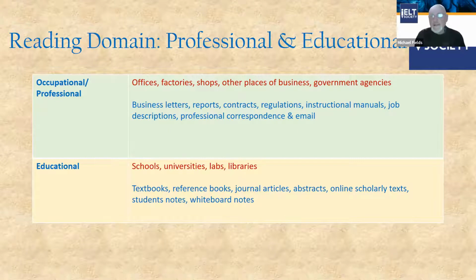Educational texts. Of course, the classic is textbooks and reference books, but also journal articles, abstracts, online scholarly text, and even student notes and whiteboard notes could be examples of educational texts that students might need to read. Okay, so again, these are just some domains that we might draw from if we wanted to think about what kinds of texts our students need to read. And we probably want to be as inclusive as we can.